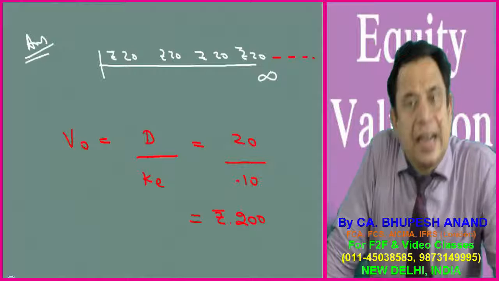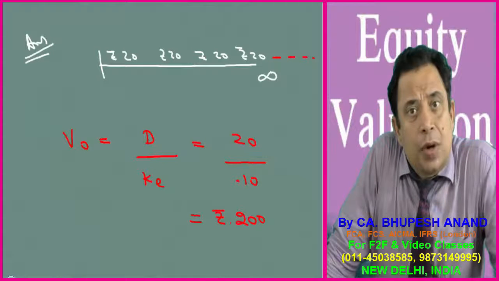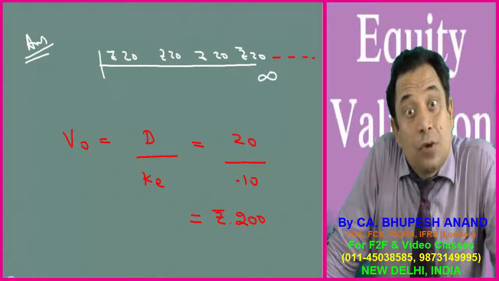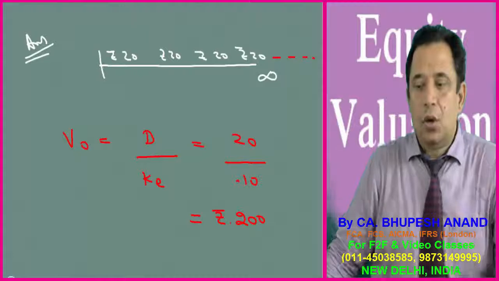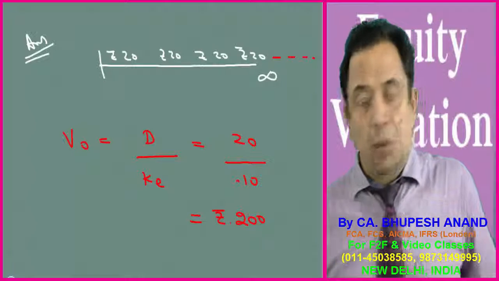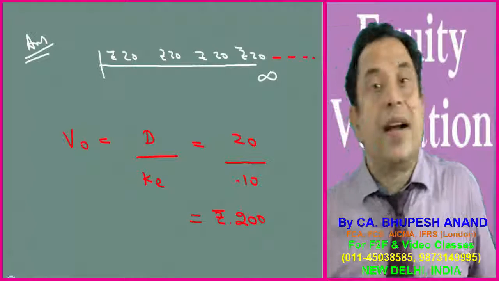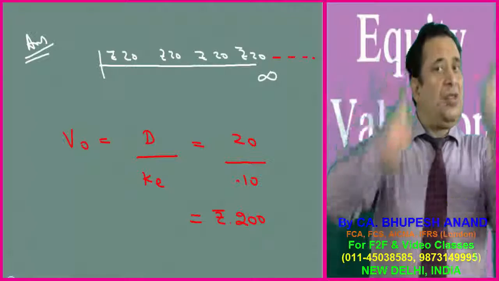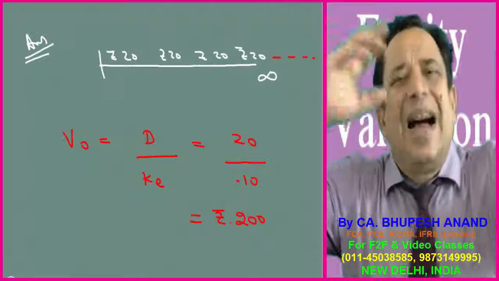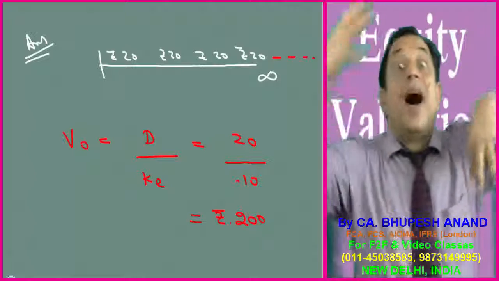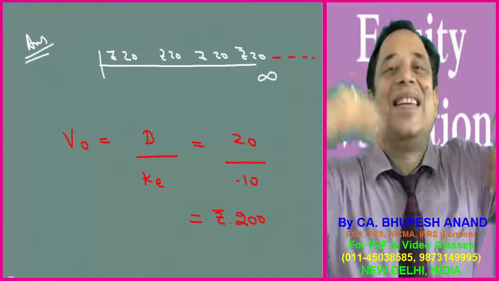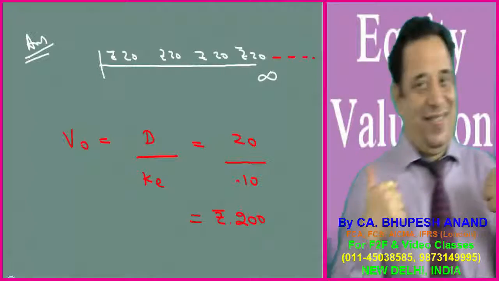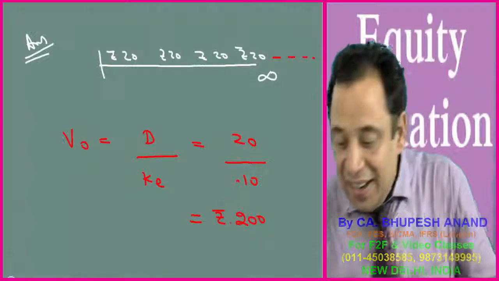I have prepared a timeline again. 20, 20 will be the future cash inflows which I will be getting up to an infinite period, and V0 is equal to D upon KE, that is 20 upon 0.10, that comes to 200 rupees or $200. So with the help of these two examples, I have at least got a resemblance of how I will be calculating the value of common stock with the help of the dividend discount model.